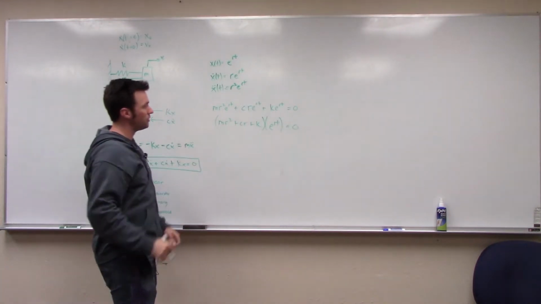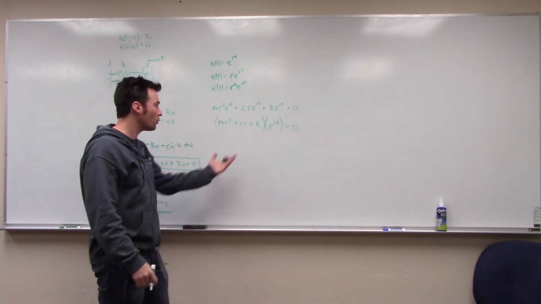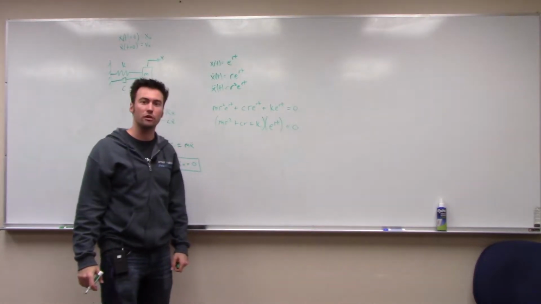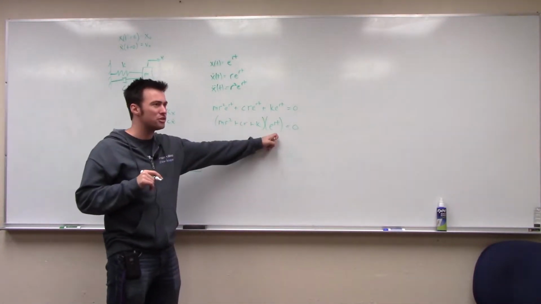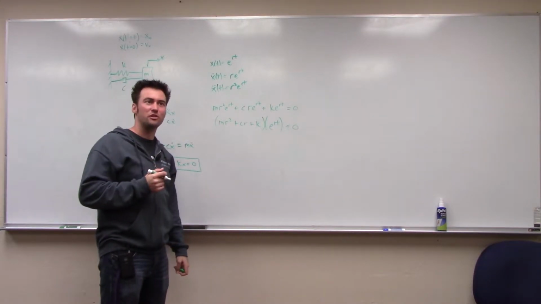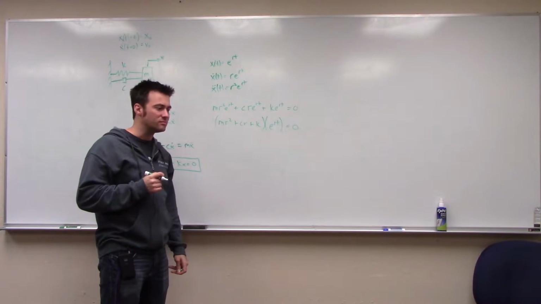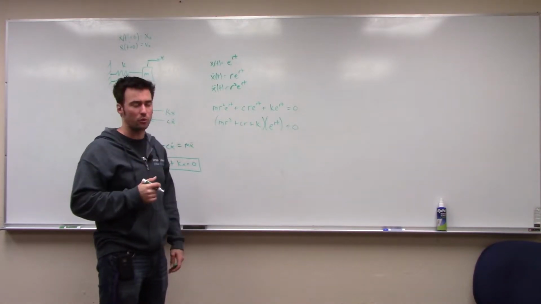These are equivalent, right? And what this is telling us is that either one or both of these has to be 0 in order for this to solve our problem. Can e to the rt ever be 0? At time t equals 0, e to the rt is 1, right? Because e to the 0 is 1.